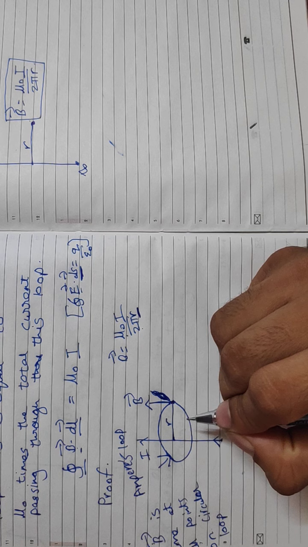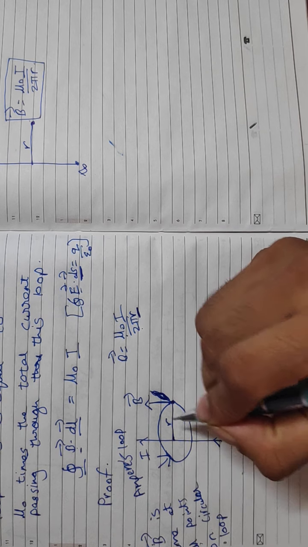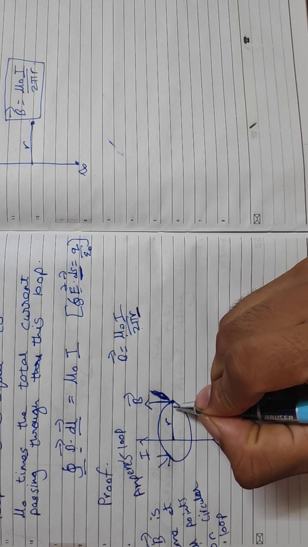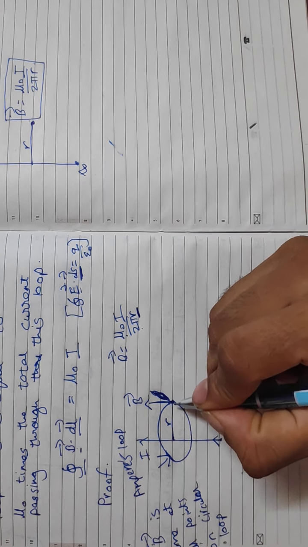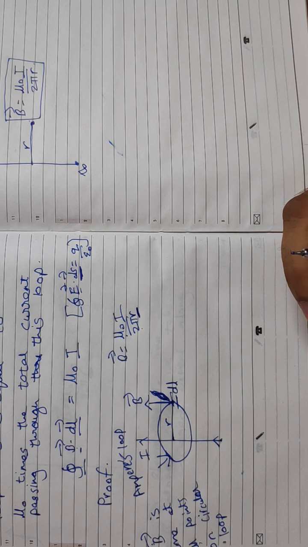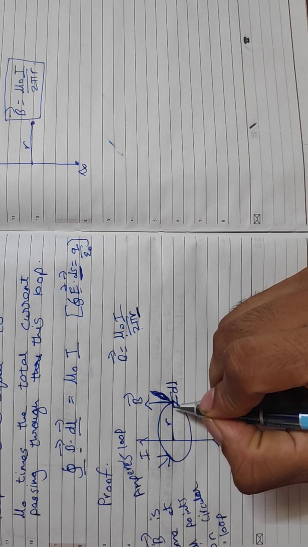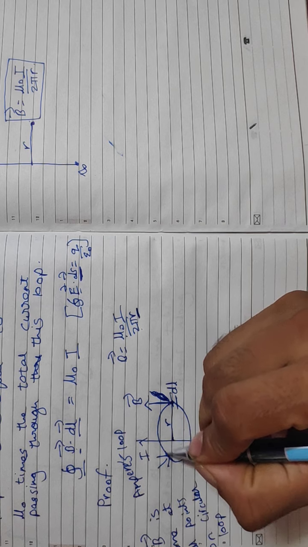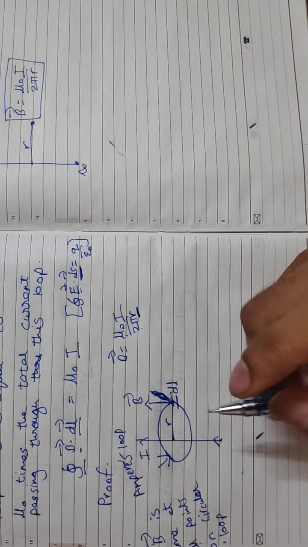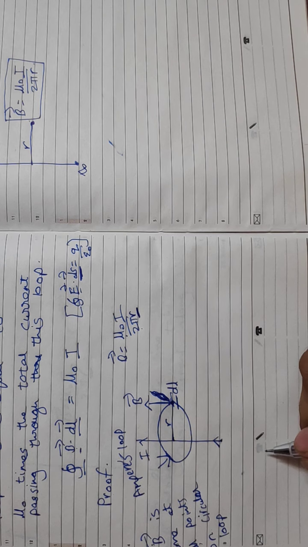Now as I want to evaluate the magnetic field or the current element around the loop, what I can do is take a small element dl over here. I'll take a small element dl as I want to evaluate the magnetic field around this loop. Okay, what will be the direction of dl?